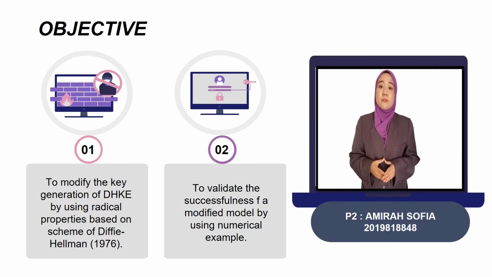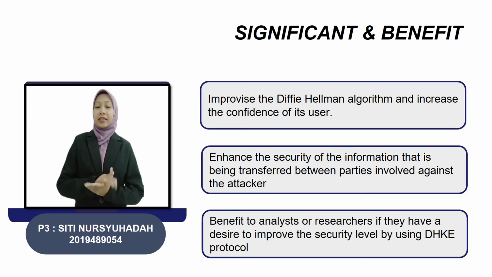Therefore, the objective of this study is to modify the key generation of DHKE by using radical properties based on the scheme of Diffie-Hellman in 1976. The second objective is to validate the successfulness of the modified model by using a numerical example. Next is significance and benefits.